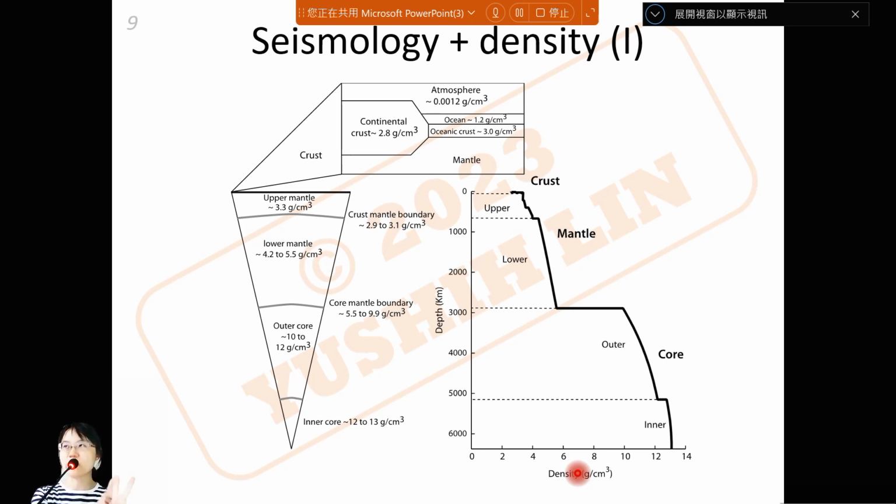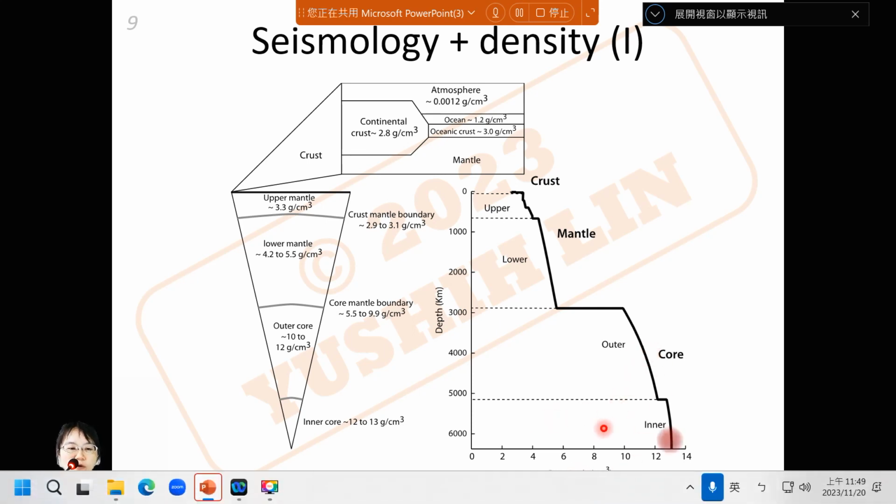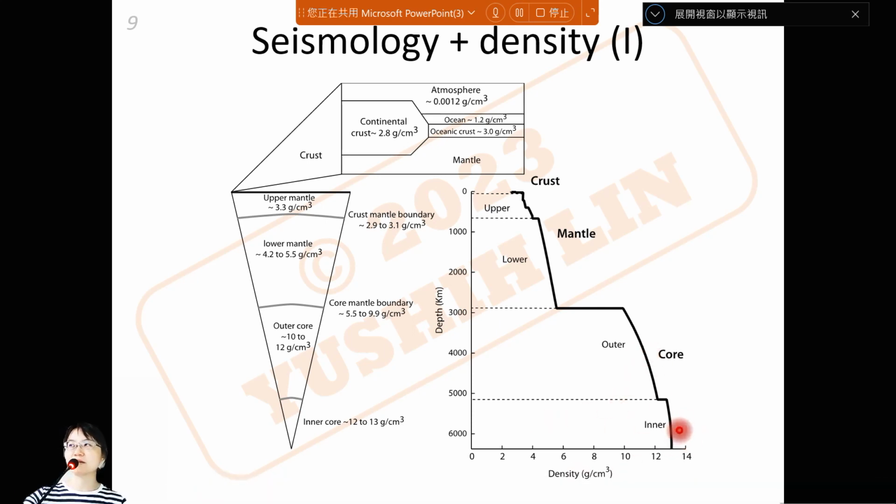The first is whether the matter is solid or fluid, the phase of matter. And the second is the density of the matter. Even if the matter is all solid, denser material will allow for higher velocity. So phase and density will affect seismic wave velocity. Based on that, scientists were able to depict the internal structure of the Earth.